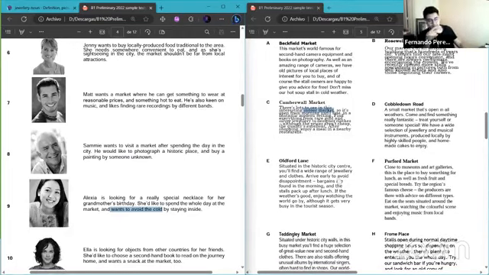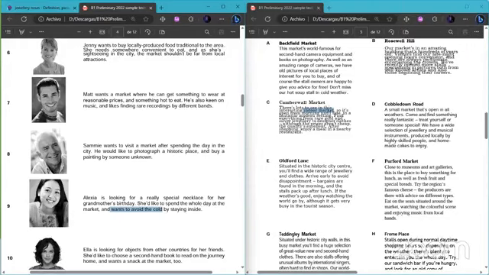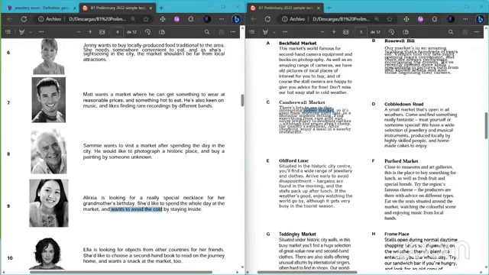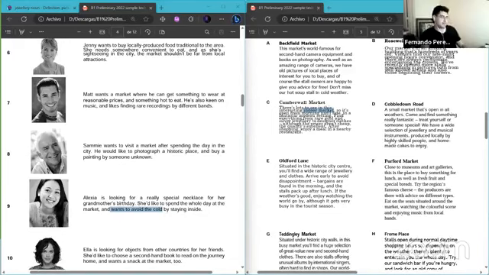Let's go with Laurita. What do you have on number 10 for Ella? Ella is looking for objects from other countries. For her friends, she'd like to choose a second-hand book to read on the journey home, and wants a snack at the market too. The letter H. Laurita, you are totally correct. Yes, of course. Good job.